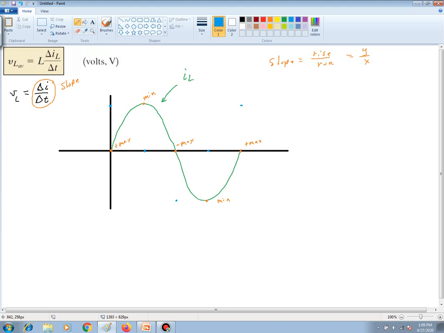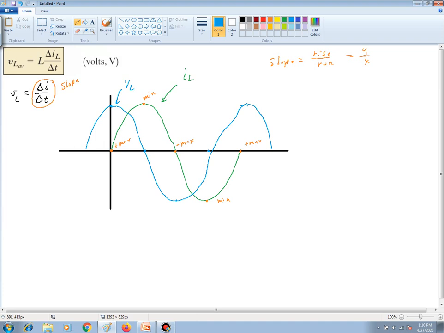Now, if we were to connect all these dots, what would we have? We would have something like this. My drawing wasn't exactly perfect, but if we follow it through, it's going to do something like this. So it's going to be a sine wave as well, but this is for the voltage of the inductor.